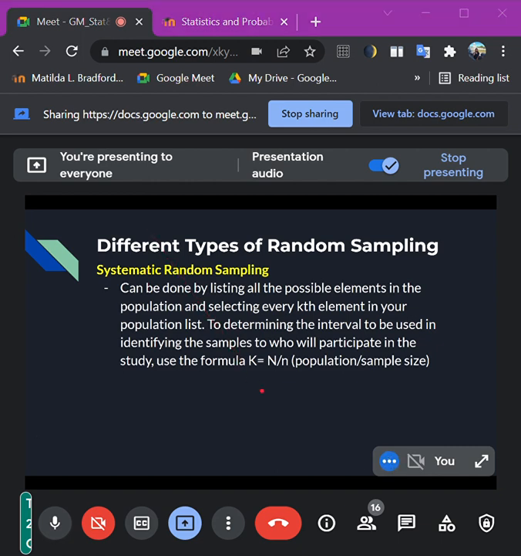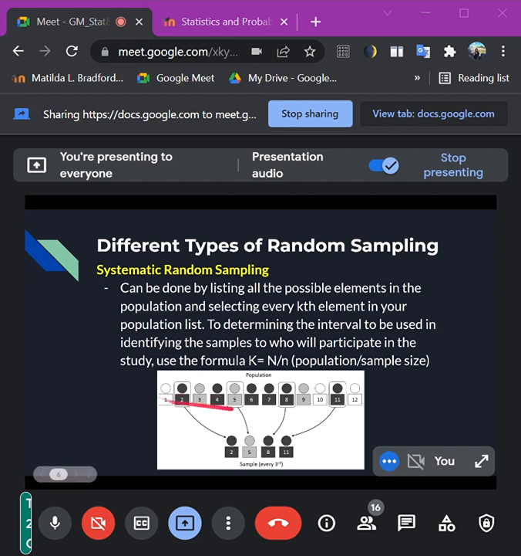For example, we have this population and you say, I will get every third of the population here. Okay? So it is every third. So you have there 0, 1, and 2, and then you have 5, and then 6, 7, 8, and then 8, 9, 10, 11. So every third is the one that gets selected.